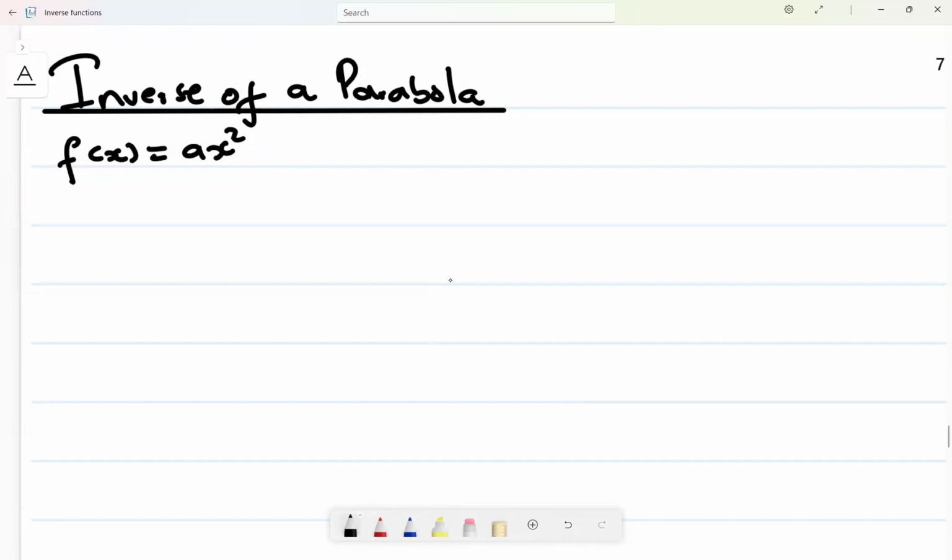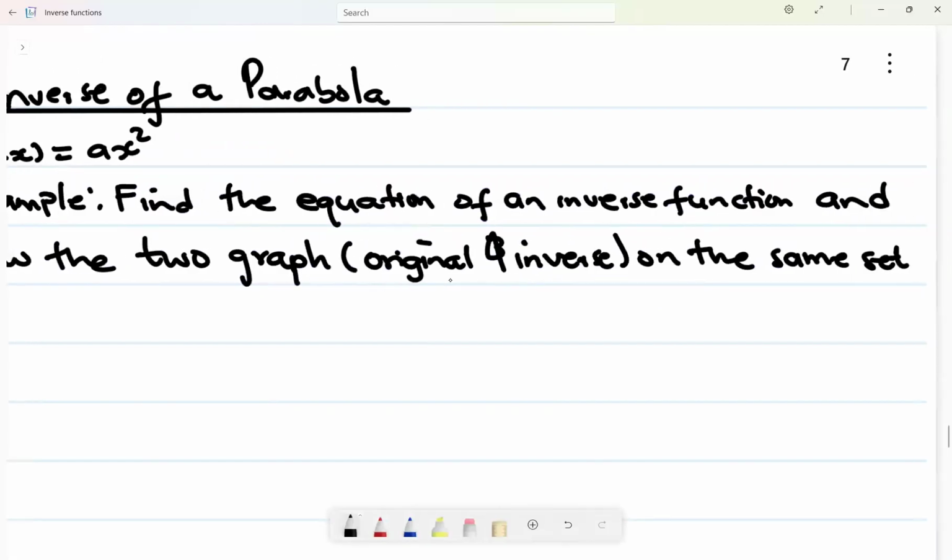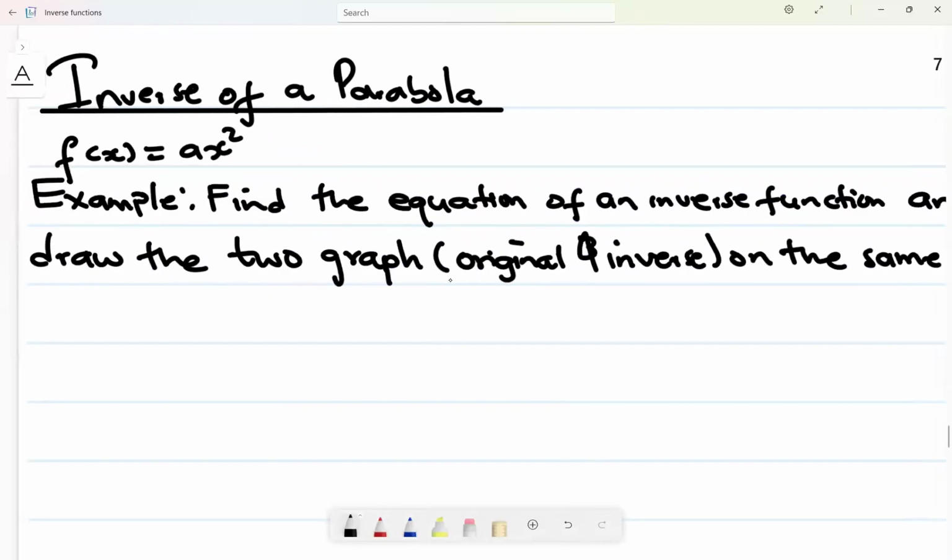Okay, I think I need to make an example. Paste. Thank you very much. So we're going to apply the very same thing. Find the equation of an inverse when we are given the original function, then do what? Draw the two graphs, right? On the same set of axes.